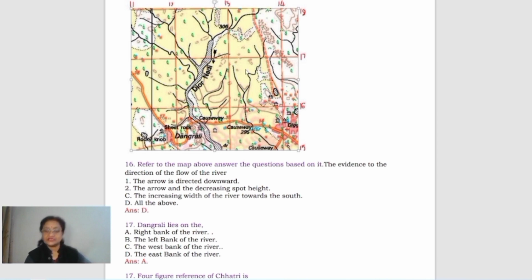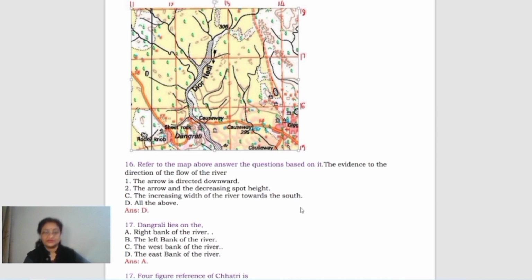Can you see any other spot height here? Yes, at least two are given. One is 306 and the other is 295. That means it's decreasing again towards south. Number three, increasing width of the river towards the south. The width of the river starts increasing. So all these options will be correct. Okay, so option D will be correct.